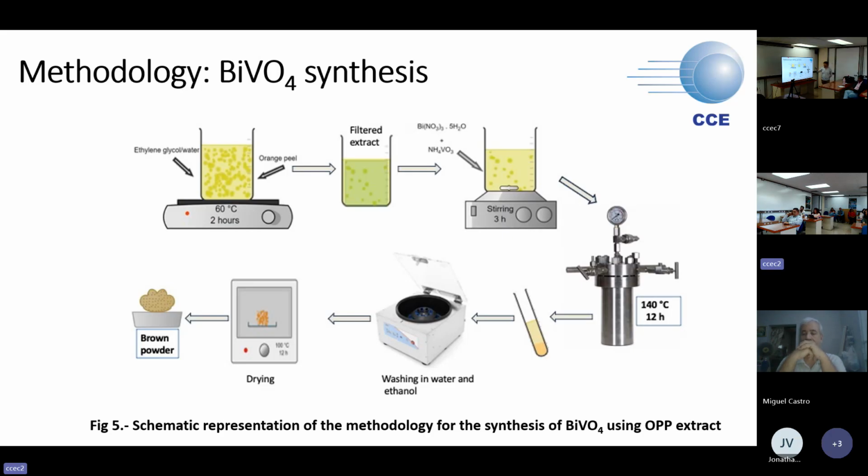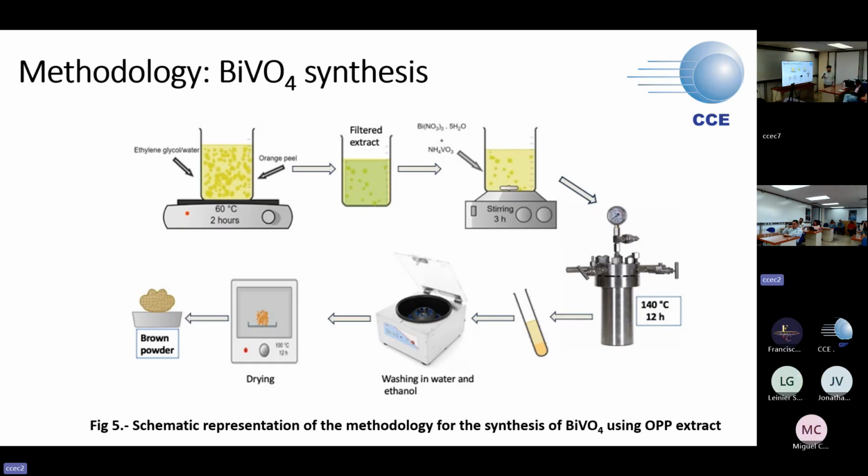Once these are not dissolved but integrated in the solution, we place it in an autoclave under this condition, and at the end we follow the same process. We wash it by centrifugation, and we dry it, and we obtain the powder. The powder is a little brown with green color, because the material is yellow. So at the end, when we anneal, it changes from brown to yellow color.